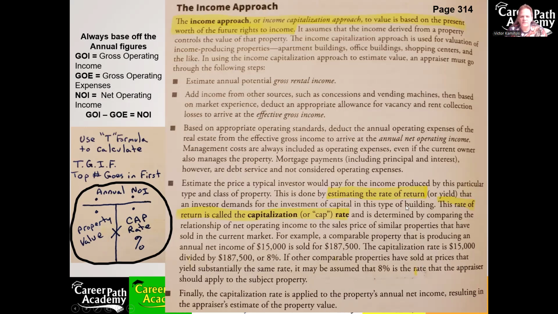I'll give you guys a minute. Take these notes, write down the T formula and the GOI, GOE, and NOI there. And that little formula, GOI, income versus expenses equals the net. I mean, we already know that income minus expenses equals the net. We're writing here annual GOI minus the annual GOE equals the annual NOI, net operating income.